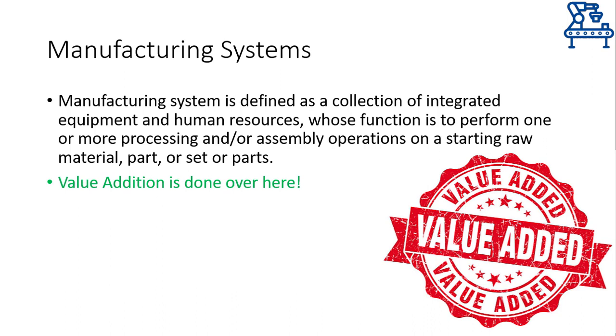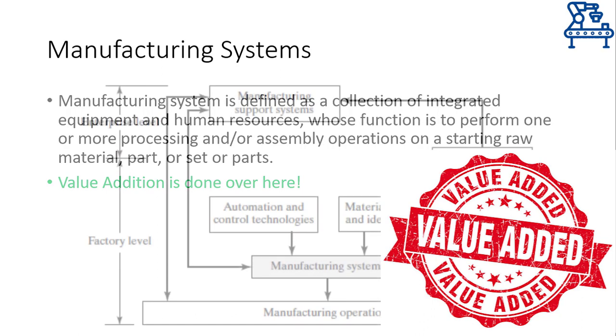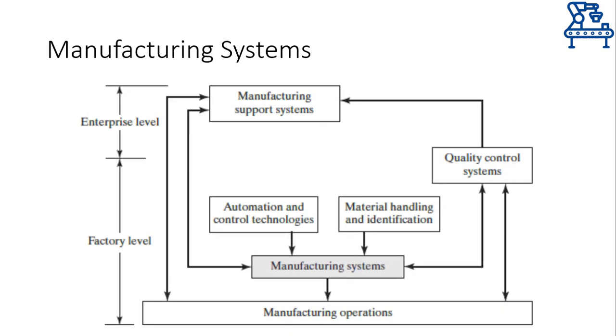In simple words, we can say that it is the system in which value addition to a starting material is done. The flow diagram shows the connection of various components in a production system with each other. At the heart lies the manufacturing system that directly controls the manufacturing operations to be performed on the work units to convert them to completed products. Another thing evident from this flow diagram is that the manufacturing support system is only concerned with the manufacturing and quality of the products. For it, automation and control technologies and material handling operations are of no concern.